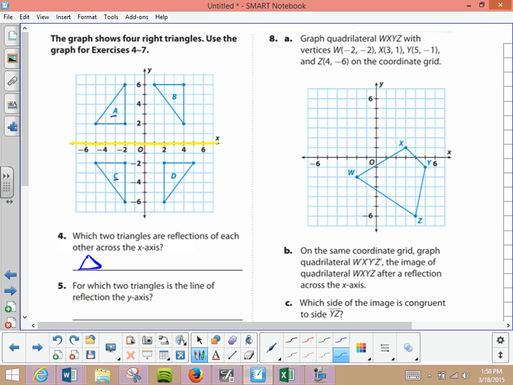So we're going to do that for triangle A and triangle C. Those are the ones that are reflections of each other across the x-axis. The next one. For which two triangles is the line of reflection the y-axis?